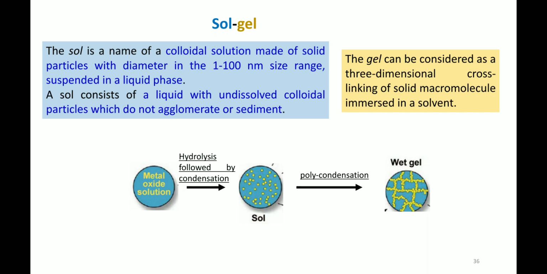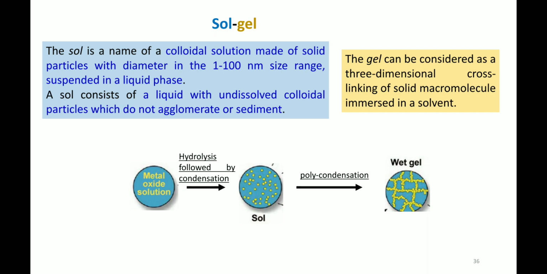So the Sol is the name of a colloidal solution made of solid particles with diameter in the range 1 to 100 nanometer size range suspended in a liquid phase. As far as the Sol gel method is concerned, if we break the word Sol and gel differently, then these are familiar words. Sol is a solution, and the second one is gel, which is another kind of phase of the solution.